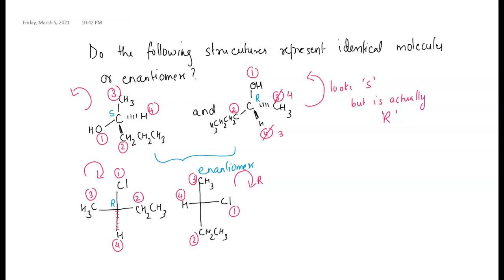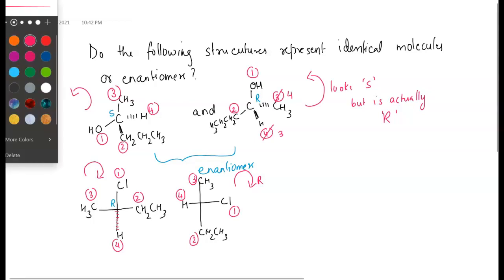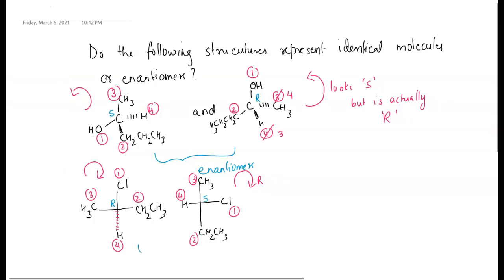So whenever the lowest priority in a Fisher projection is on a horizontal bond, remember to do the switch for your direction of the clock which you are moving. Okay, so we have 1 to 2 to 3, which looks R, but since hydrogen is on the horizontal bond, we have to switch our answer, and this represents a S configuration. So again, we have an example of enantiomers. Okay, now let's do one more, and then we'll end this video here.